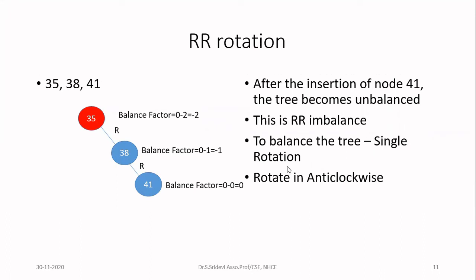Now, in which direction am I going to rotate? Just read the letter. R means it is heavy in the right subtree, so you have to rotate towards the left. That means you rotate in this direction, so it is anti-clockwise. Whenever we have RR imbalance, we perform a single rotation in the anti-clockwise direction. Now let us see how to do the rotation.